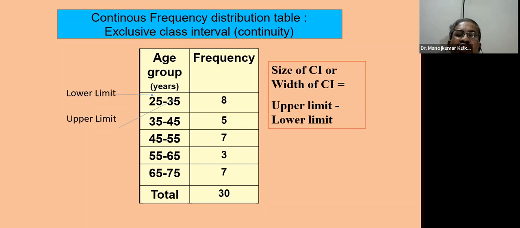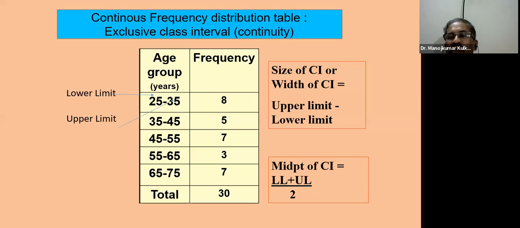The main feature of a continuous frequency distribution table is the number of class intervals to be included. In this frequency table, we see there are 5 class intervals, and the size of each class interval is 10. What is the size of a class interval? It is the difference between the upper limit and the lower limit. And the average of the upper limit and lower limit we call the midpoint.